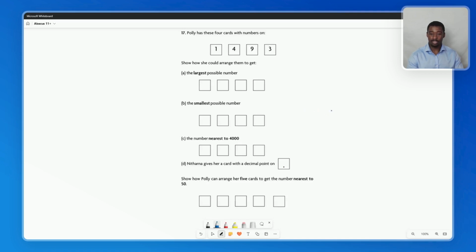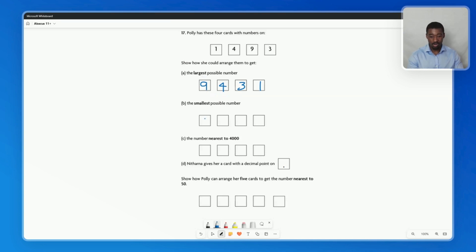Okay, so let's go through this question. We see the 4 cards that Polly has. So let's try and arrange them to get the largest possible number. So to do this, we need to start with the biggest number out of all the cards we have, which is going to be the 9. Because 9,000 is going to be bigger than 4,000 or 3,000 or 1,000. So 9,000, then we put the next biggest number, 431. We want the biggest numbers on the left, because that will create the largest possible numbers.